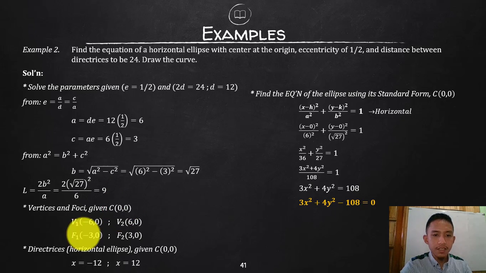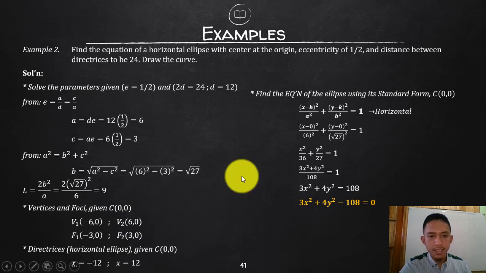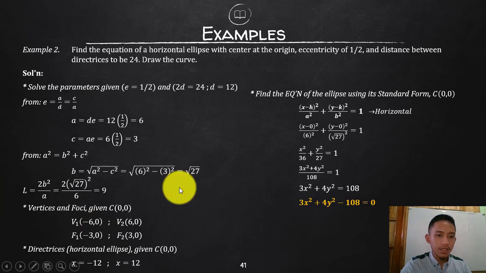So again, distance of center to vertex is a, isn't it? So we will deal with your 0 plus 6, you will have (6, 0). That is your vertex on the right side. And then 0 minus 6 is negative 6. So you have (-6, 0) as the vertex on the left side, which is your vertex 1. And then getting your focus, distance of focus to center is C, isn't it?